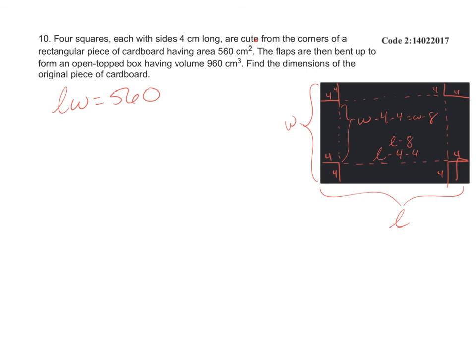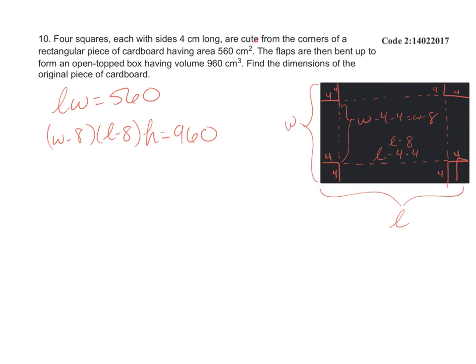And then the flaps are then bent up to form an open top box having a volume 960 centimeters cubed. So now the volume has to be using the new dimensions after we cut away the corners. So that's going to be W minus 8 times L minus 8 times H, because the formula for volume is length times width times height. It has to be equal to 960. And so from here, we can solve for the dimensions of our original piece of cardboard.